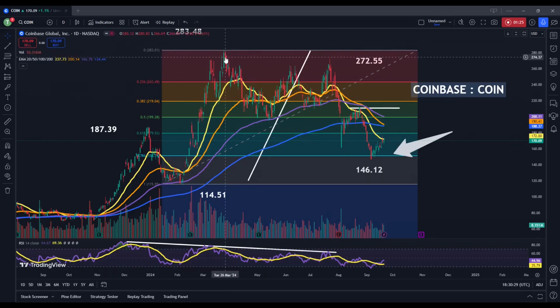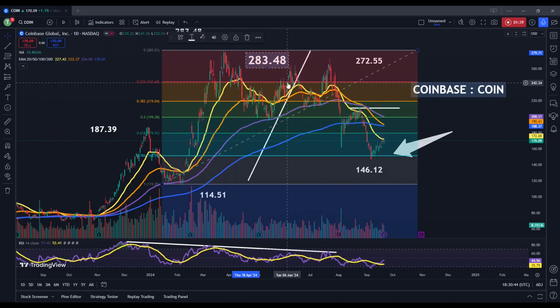So I should actually write this in on the price chart here. What we have here is 283.48 for these price highs. So this broader trending move here is what we're currently looking at.